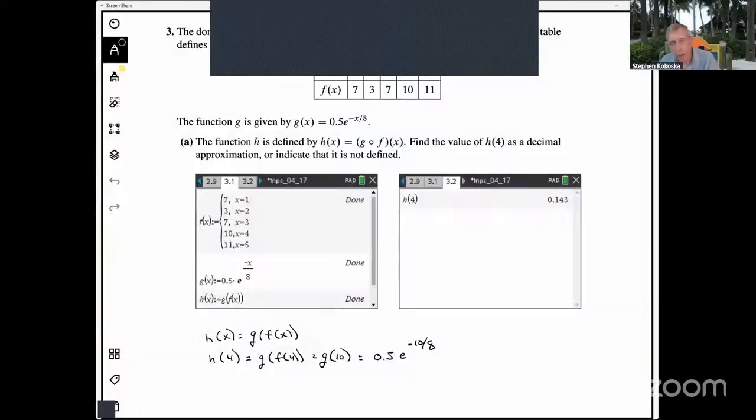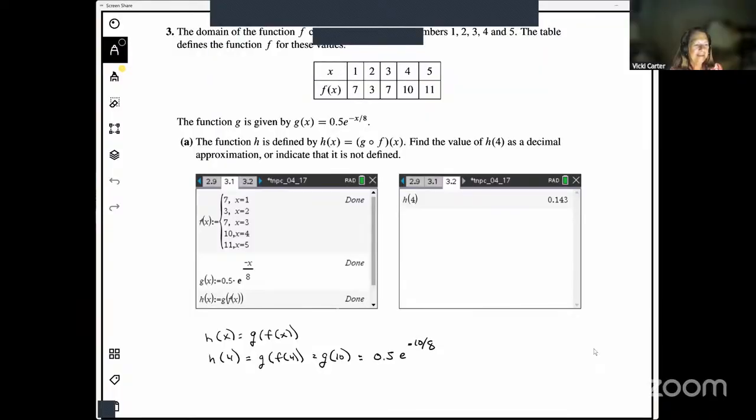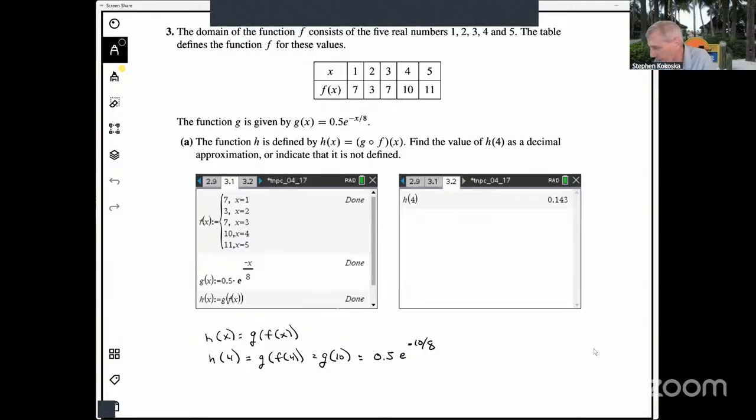I'm probably going to do some overkill stuff on technology here, Tom, but let's give this one a shot. The domain of a function f consists of only 5 real numbers, 1 through 5, and the table defines the values of f for those values 1 through 5. So there's that table. There's a new function g, and it's given by this expression. So g is actually an exponential function. In the exponent is minus x divided by 8. There's a 0.5 out in front.